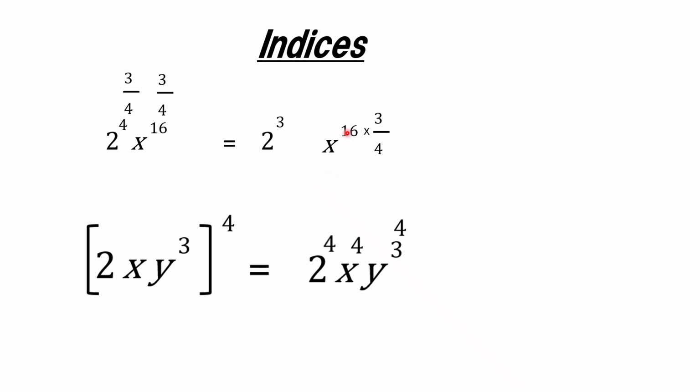Now here, 16 divided by 4 is 4. 4 times 3 is 12. If you don't like it, think of 16 times 3 is 48. 48 divided by 4 is 12. It's the same thing.